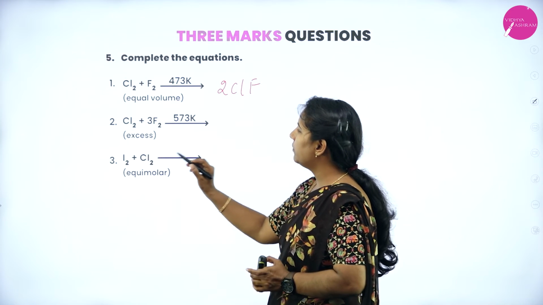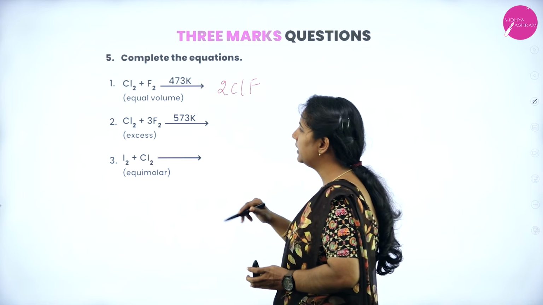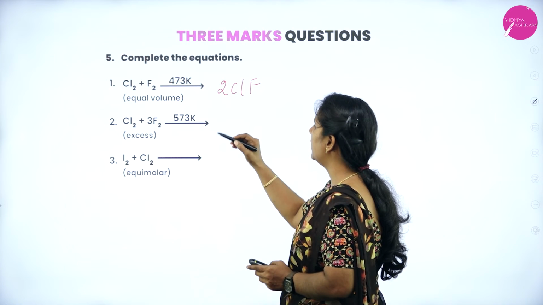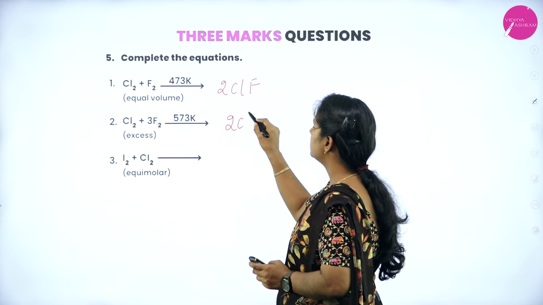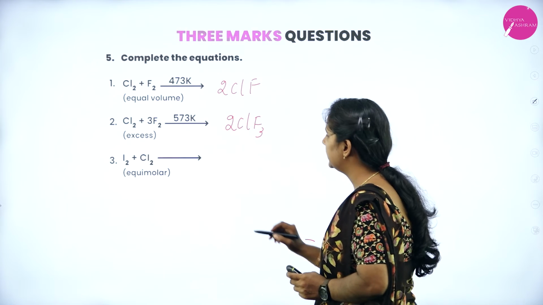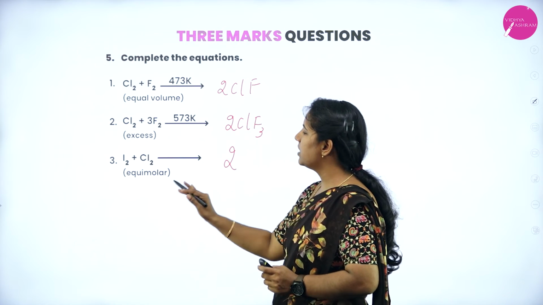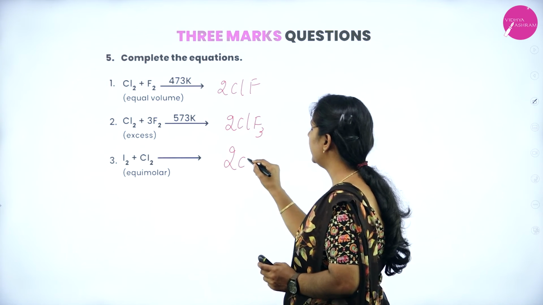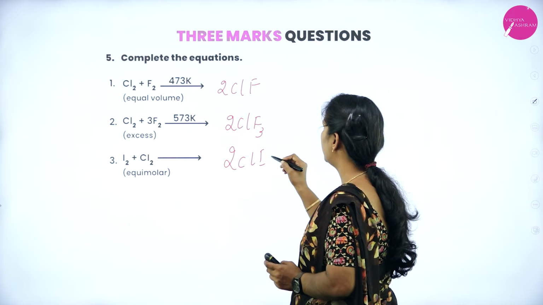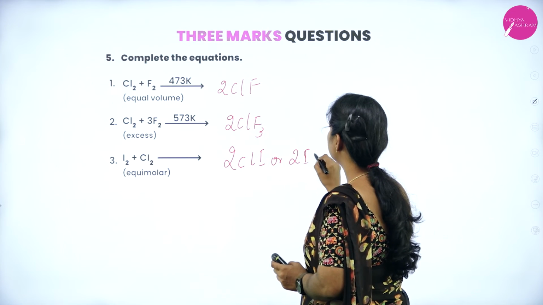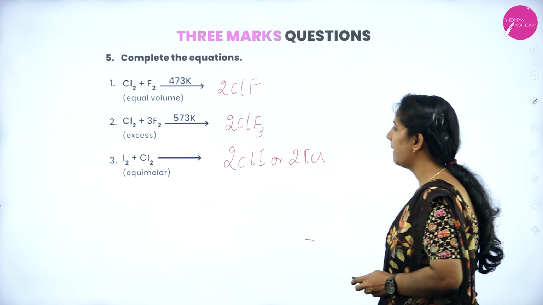Next. So if you take the chlorine in excess quantity, then we mix with the fluorine, we get ClF3. Then if you take equimolar quantity of iodine and chlorine, we get ICl, or you can write I2Cl6, iodine trichloride.